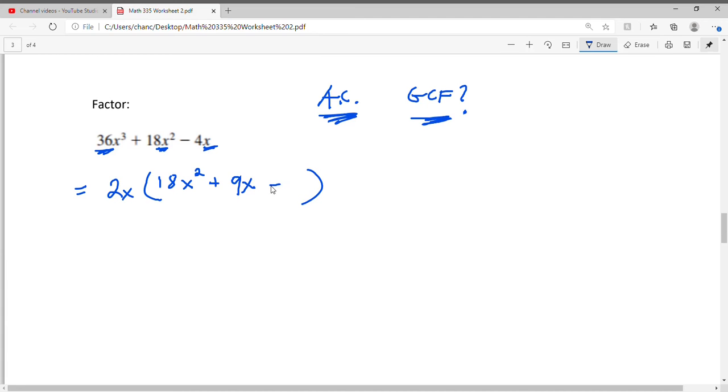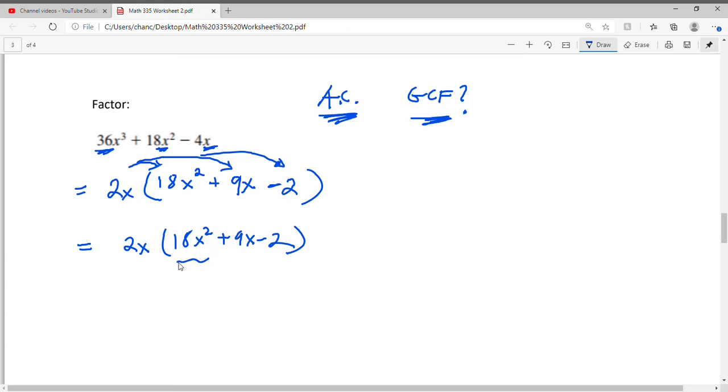For the last one, we'll need a negative 2, and that's how you produce 4x. So again, distribute, check your work, make sure it looks good, then we know we factored correctly. Now we're not done yet, because I can factor the 18x squared plus 9x minus 2 again. And for this part, we're going to use the AC method.